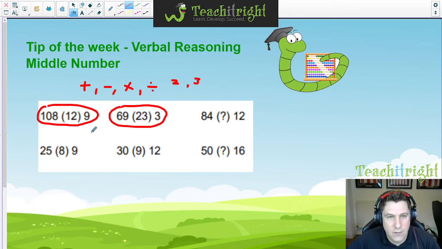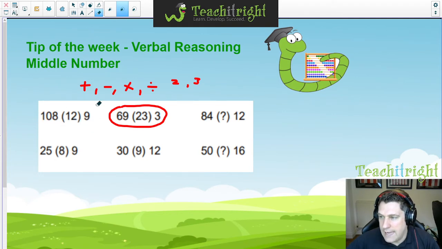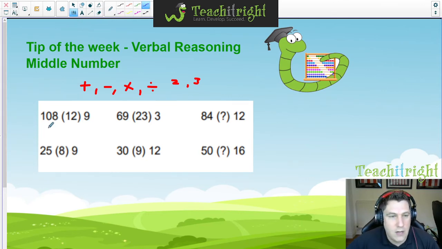Now, just looking at this first example, we can see that the numbers on the outside, if we were to divide those numbers, we would arrive at the number in the middle. So division facts are really important here. So 108 divided by 9 gives me 12. I do need to just check that this works on the other side. 69 divided by 3 gives me 23. And if you want to, you could always use your inverse. So we could say 3 23s are 69, 9 12s are 108.